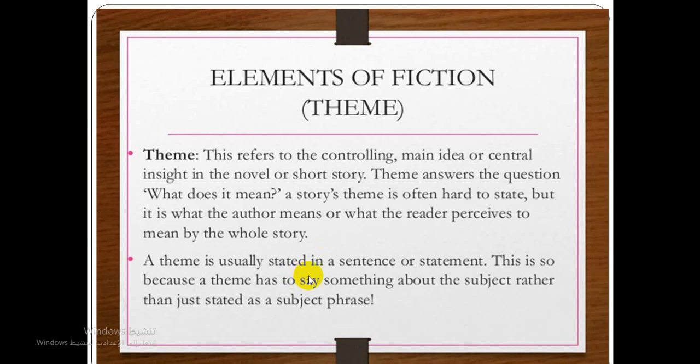A theme is usually stated in a sentence or a statement. This is so because a theme has to say something about the subject rather than just be stated as a subject phrase. In other words, the theme is the main idea, lesson, or message in the short story. It is usually an abstract idea about a human condition, society, or life.